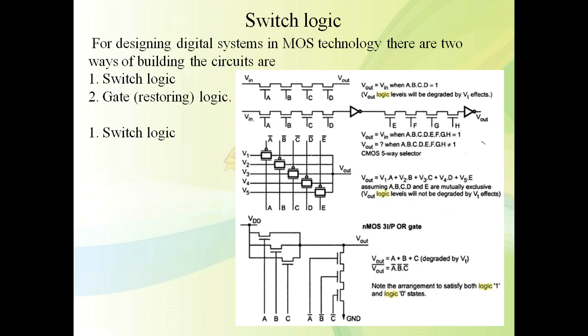Okay, the switch logic approach is fast for all simple arrays and takes no static current from the supply. Thus power dissipation is small. Current only flows when the switch is on, whereas in the case of an inverter, current flows always, or at the time of switching the current will be more.